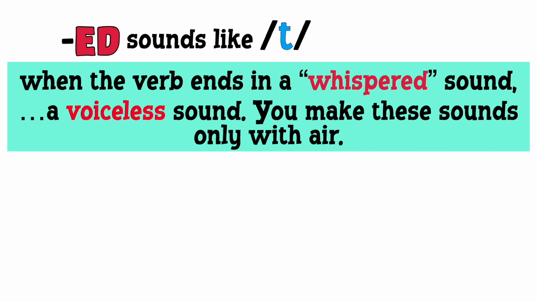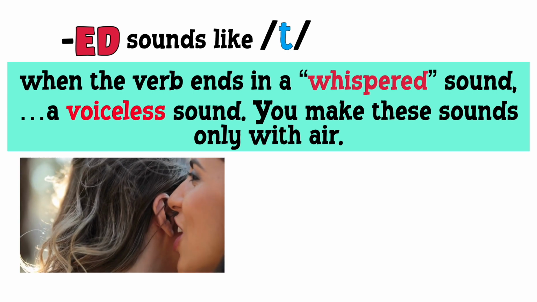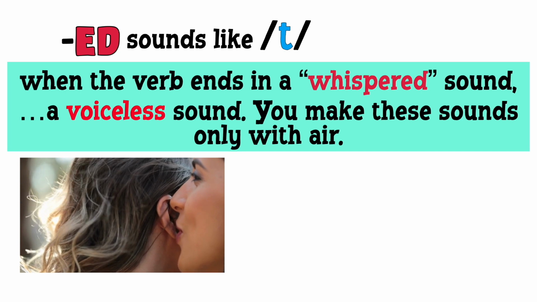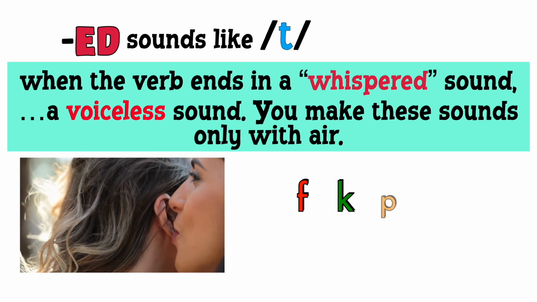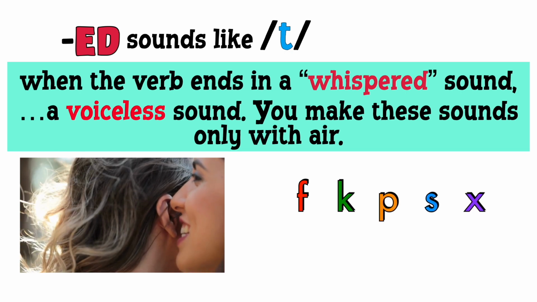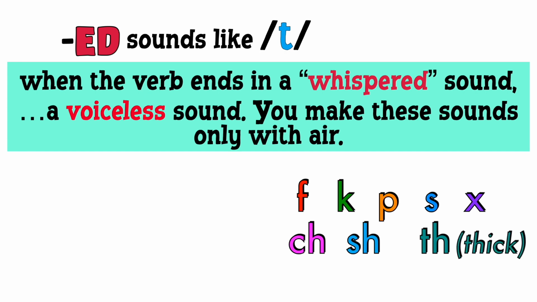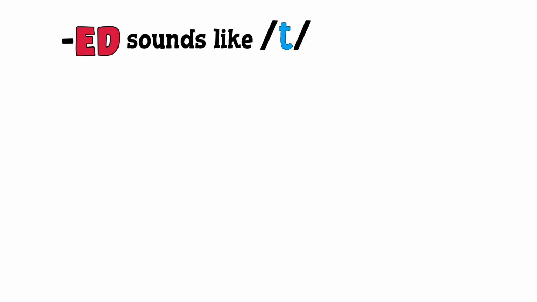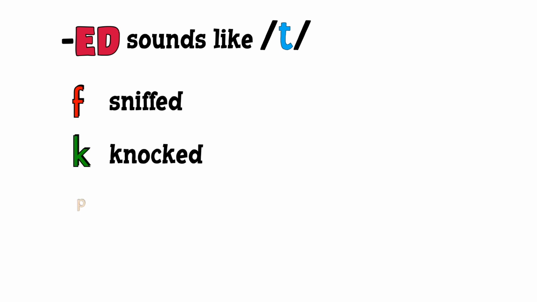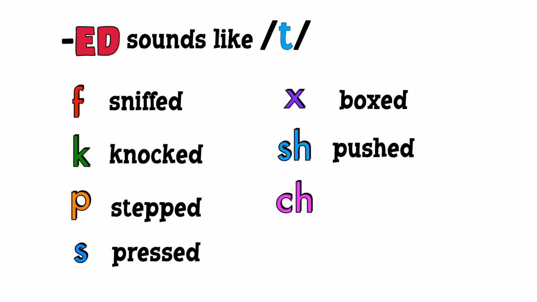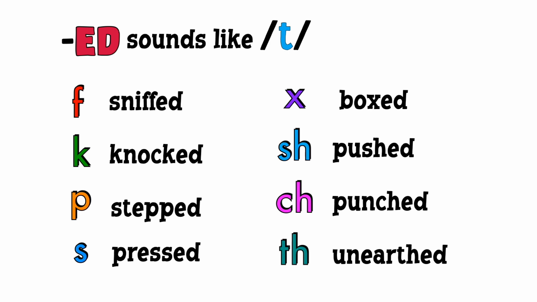The ed sounds like t when the verb ends in a whispered sound. It's a voiceless sound. You make these sounds only with air. You do not use your vocal cords. The sounds are f, k, p, s, x, ch, sh, th. When th makes the soft sound, as in thick. Let's look at some examples of the t sound. F, sniffed, k, knocked, p, stepped, s, pressed, x, boxed, sh, pushed, ch, punched, th, unearthed.